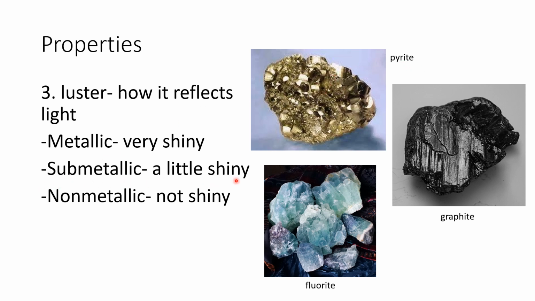Submetallic minerals are a little bit shiny, but definitely not as shiny as metallic minerals. Here's an example of submetallic mineral. This is graphite. This is the stuff that you find in your pencils.